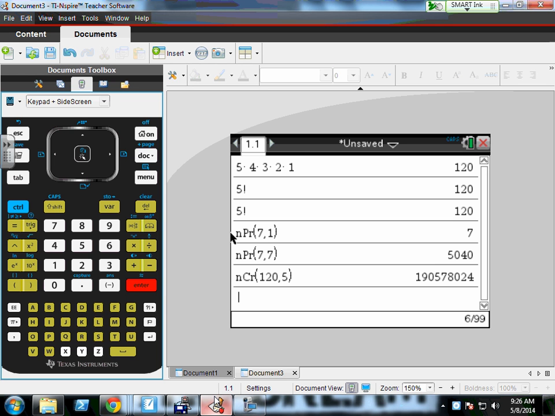One final thing we're talking about today, the answer's a lot: 190,578,024. Really doesn't matter. Well, it does kind of matter.